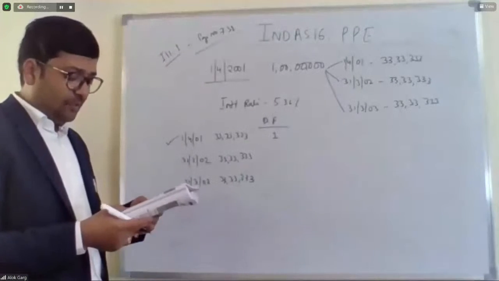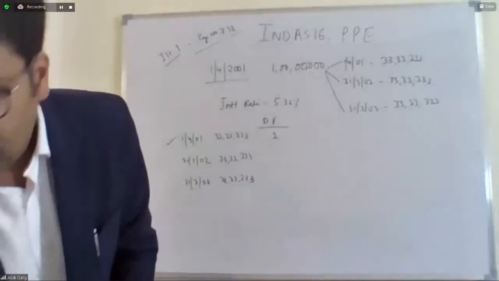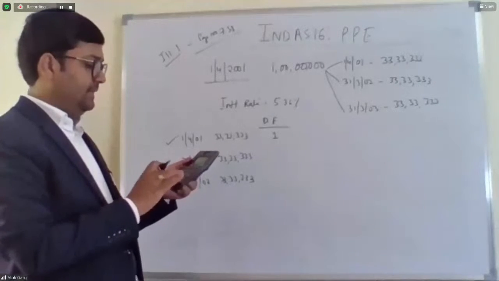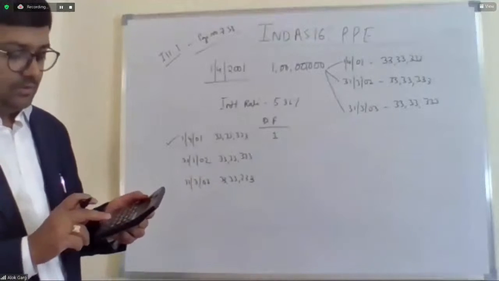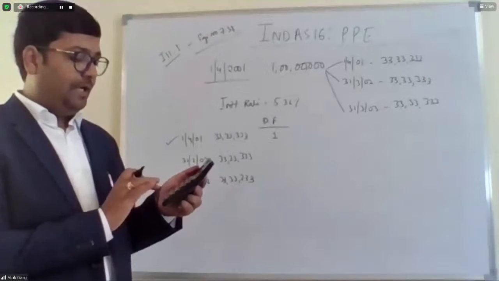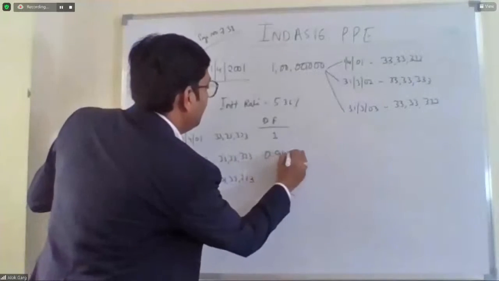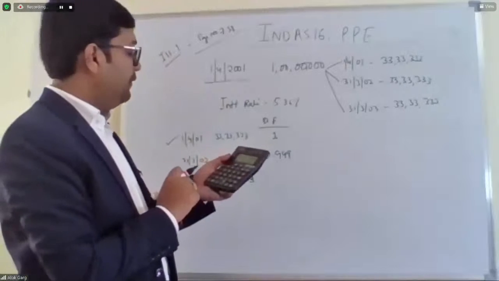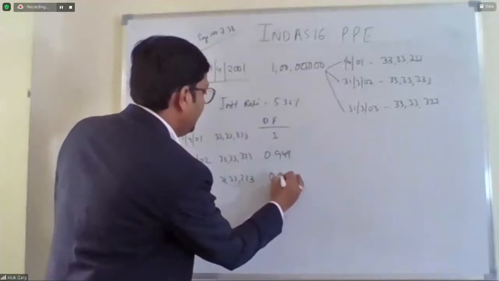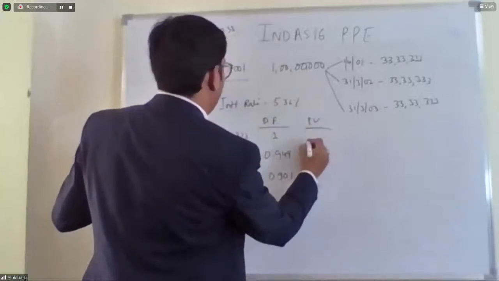What is the next discounting factor? The rate of interest is 5.36, so 1 divided by 1.0536. It is 0.949. In the next year, it is 0.949 divided by 1.0536. It is 0.901.